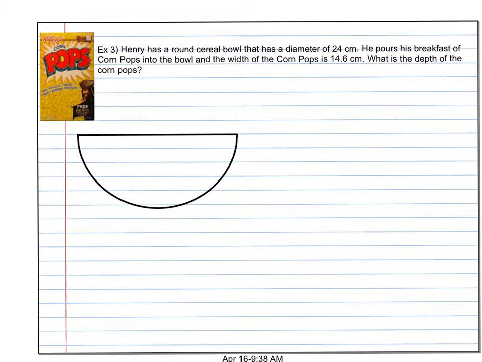Henry has a round cereal bowl with a diameter of 24. So this is half a circle. The diameter is right here, because of course if it was a full circle, it would look something like that. Once he pours the corn pops in, the width of the corn pops across the bowl is 14.6. So from all of this, you want to find the depth of the corn pops once he pours them in the bowl. To do that, again, you need to make smaller triangles.